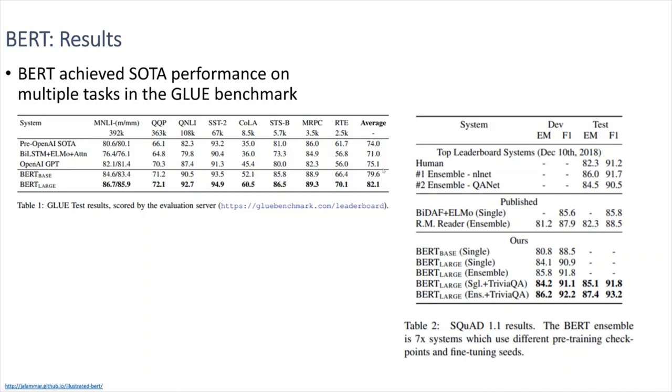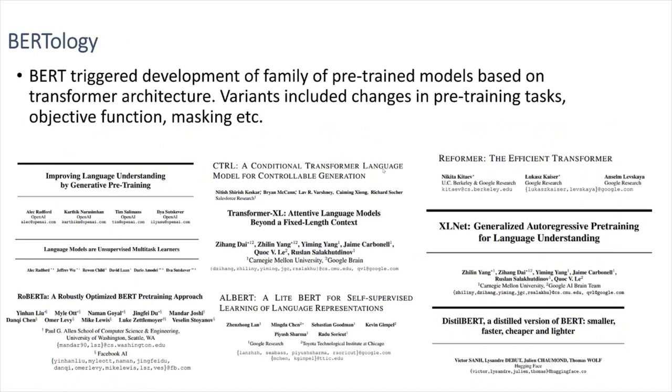And so this is one of the reasons that the appearance of BERT was such an impactful moment in NLP, that all subsequent models on the leaderboard were variants of BERT. In fact, it has led to a whole bunch of variants that are based on BERT, but are different in either the pre-training tasks that they use, the objective function that they use, or how they mask the input, and so on. That concludes the introduction to BERT.